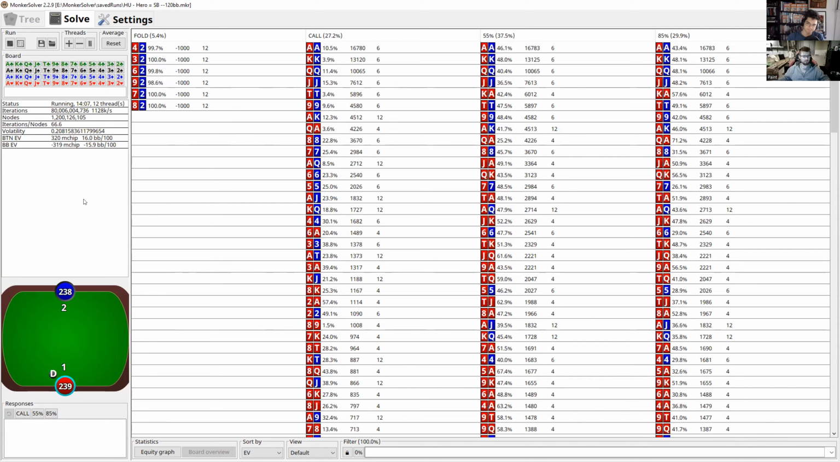Post-flop skill edge. Yeah. I remain unconvinced that I'm being outplayed post-flop. Cool. All right.